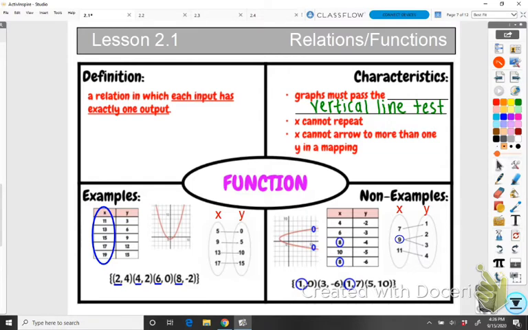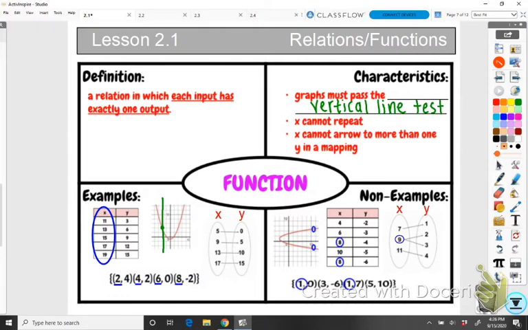The graph in the center has to pass the vertical line test, meaning if you draw a vertical line anywhere on the graph, it only passes once there. You can draw another line somewhere else, but it only will pass through that once. And then your mapping, you can see that all the x's are different. There's not an arrow from the x side that's going to more than one y on the y side.